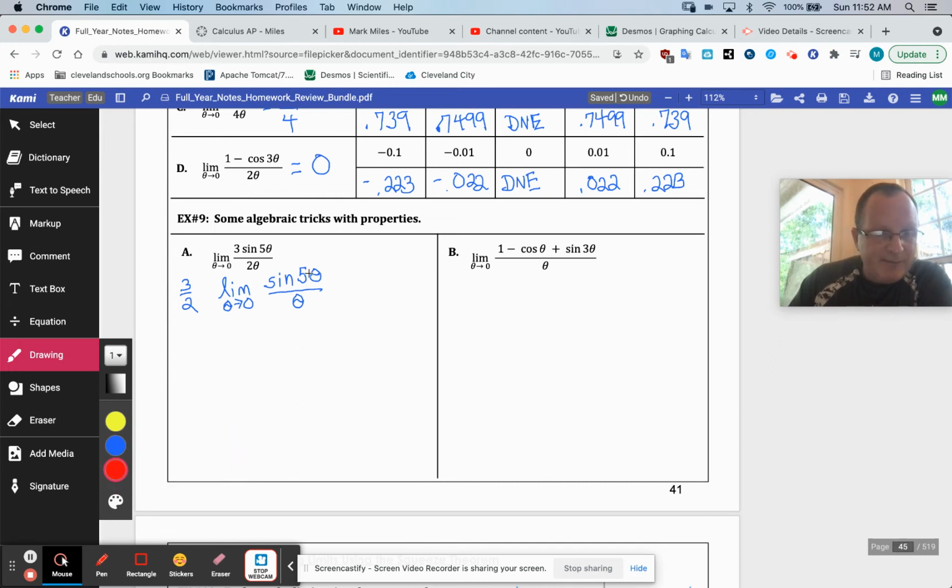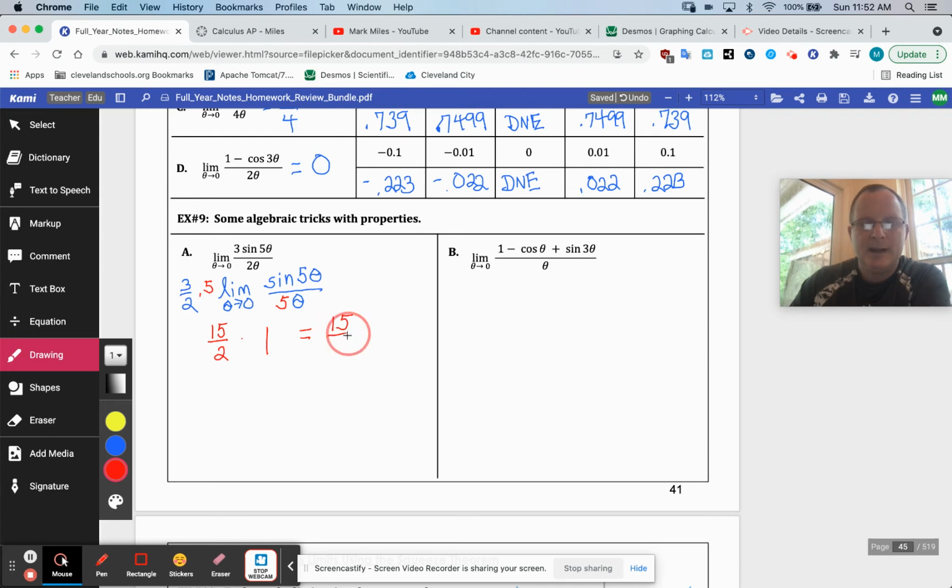So what I need on the bottom is a five, so that these two will match up, and then that limit will be equal to one. But I just divided by five, didn't I? So to make up for that, I have to multiply by five. So this is 15 halves. And this limit right here is one. So of course the answer is 15 halves.